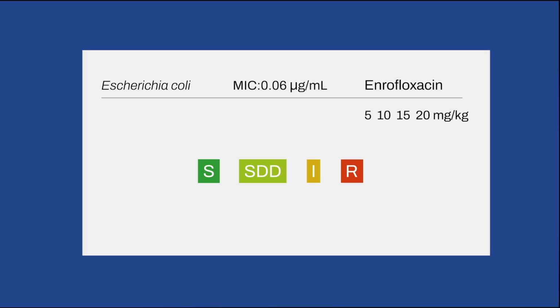If the MIC for the E. coli is found to be higher, say at 0.12 micrograms per milliliter, to optimize the likelihood of clinical resolution of the infection, you should dose at or above the middle of the dosing range at 10 milligrams per kilogram. If the MIC for the E. coli is found to be 0.25 micrograms per milliliter, to optimize the likelihood of clinical resolution of the infection, you should dose at the high end of the dosing range, at 20 milligrams per kilogram.